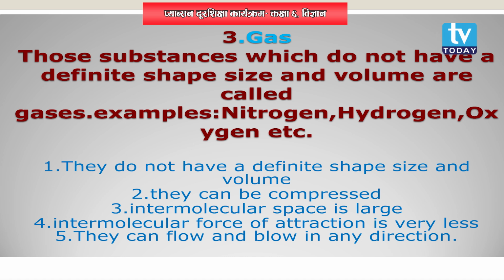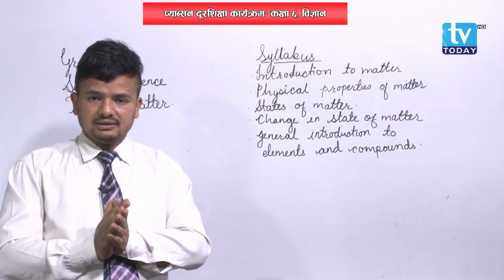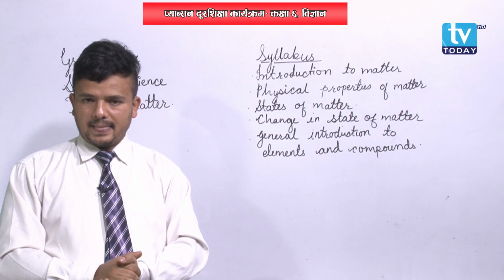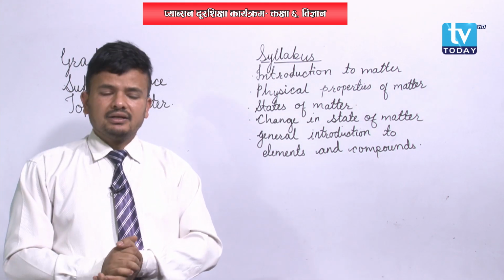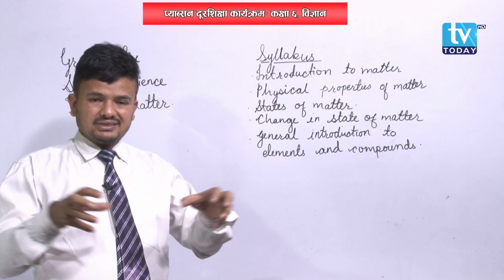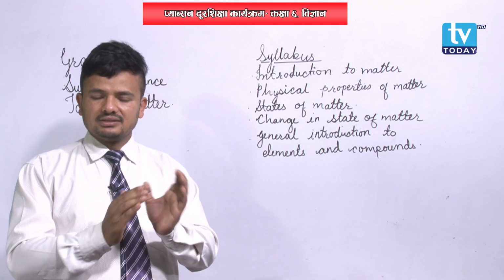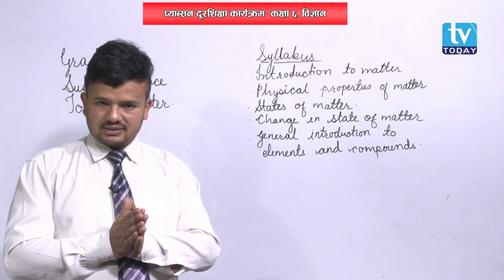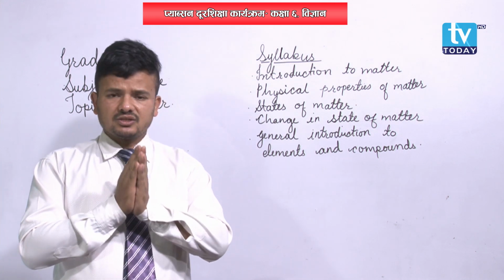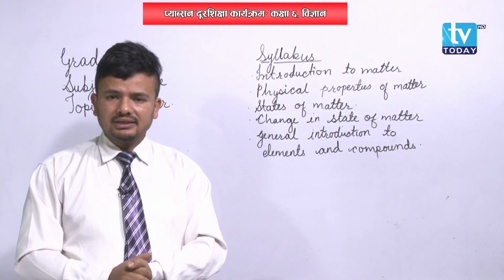First property: gas can be compressed. How? You can keep air inside a balloon, or in the LP gas cylinder, the gas is compressed. Petroleum gas is compressed there so that it changes into liquid inside the cylinder. Gas can be compressed, but solid and liquid cannot be compressed.